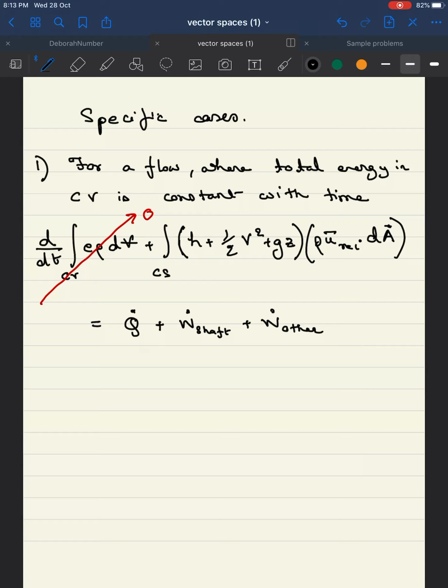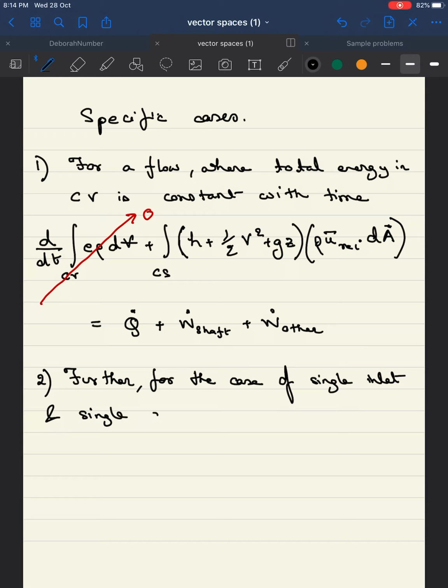We'll make one more simplification now. We'll take this equation and constrain it further for the case of a single inlet and single outlet. Then my conservation of energy equation.